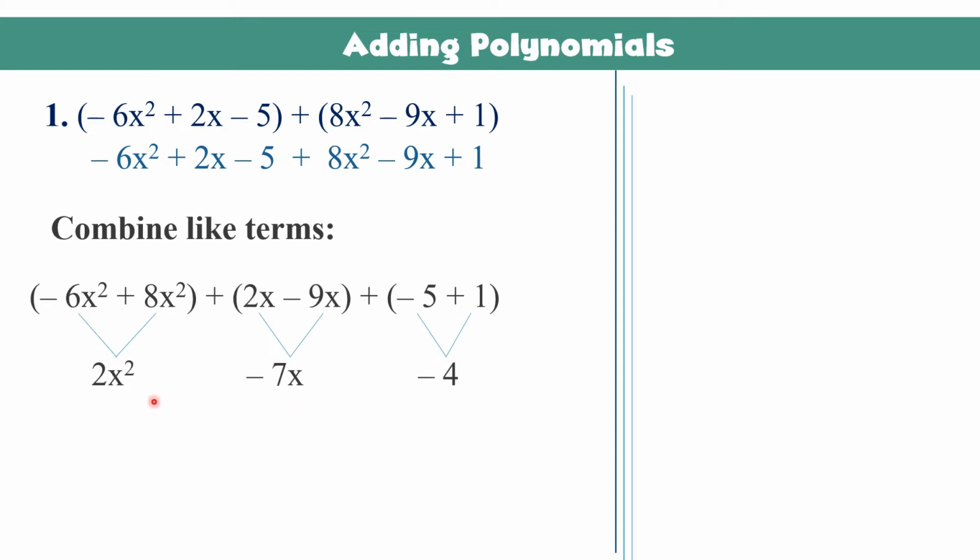Then after that, arrange it in standard form. But as you can see, they are already arranged in standard form. Therefore, that will be the answer. 2x squared minus 7x minus 4.